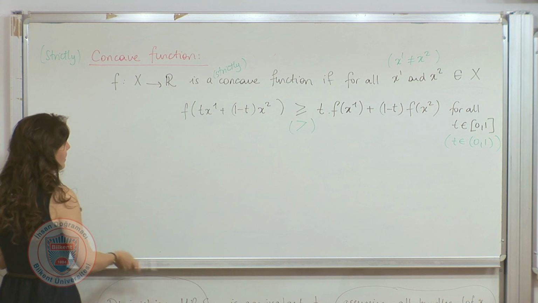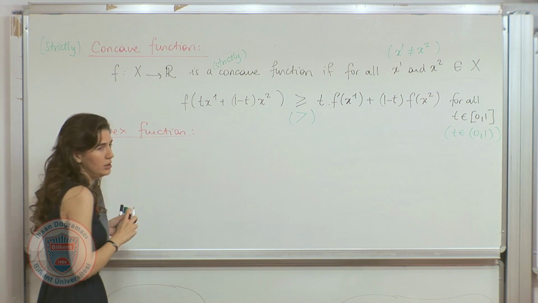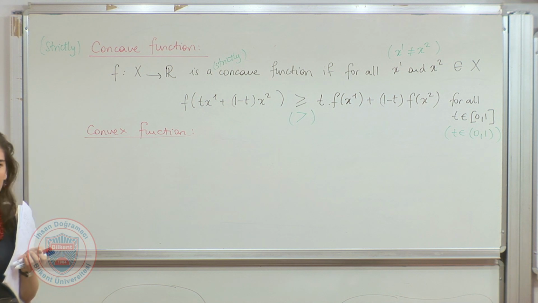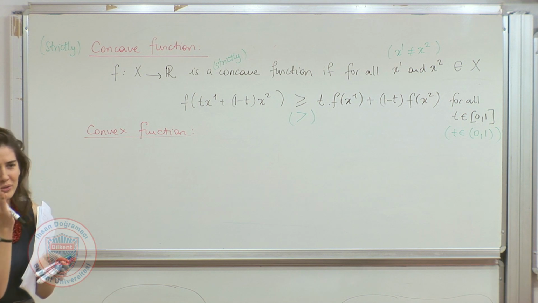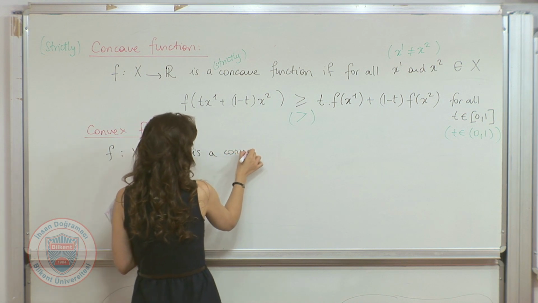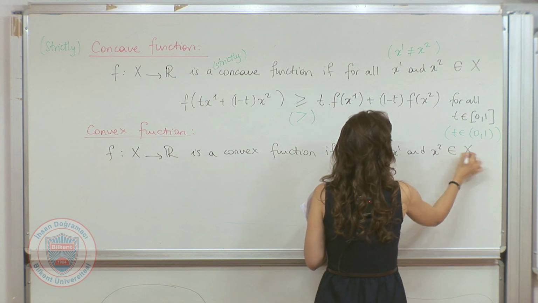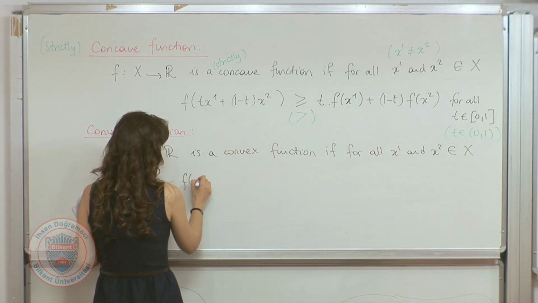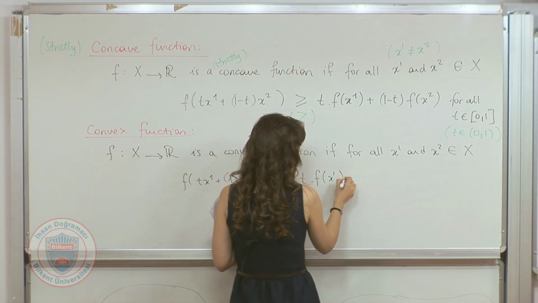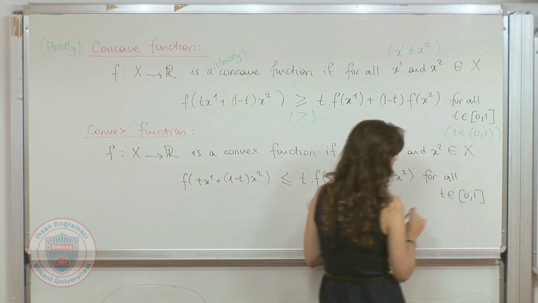Now let me give you the definition of convex. Again, it's going to be very similar. So let's say convex function. Now guess, what is a convex function? I have to modify this definition: for convex, I have to make it less than or equal to. So let's write this. f is a convex function, okay, if for all x1 and x2 element of X, we have f of t x1 plus 1 minus t x2 should be less than or equal to t f of x1 plus 1 minus t f of x2, for all t element of 0, 1, closed interval.